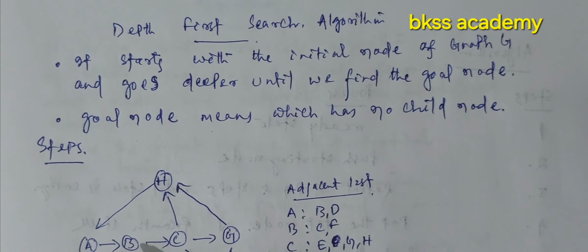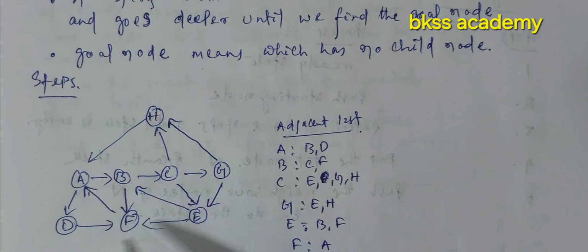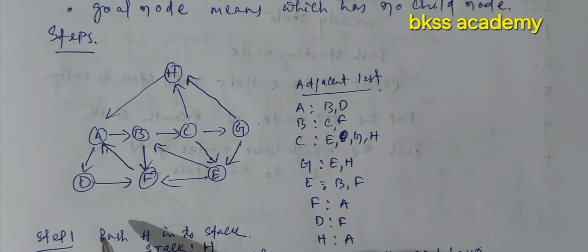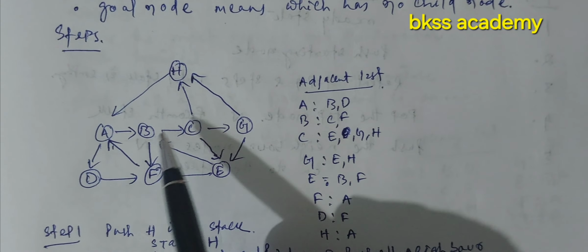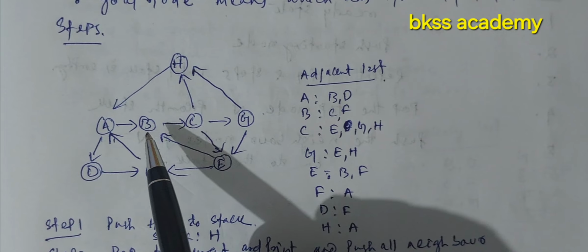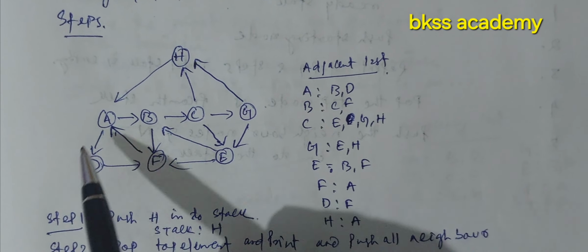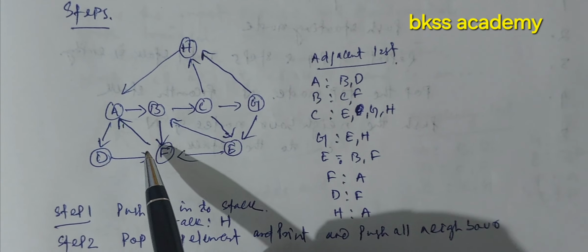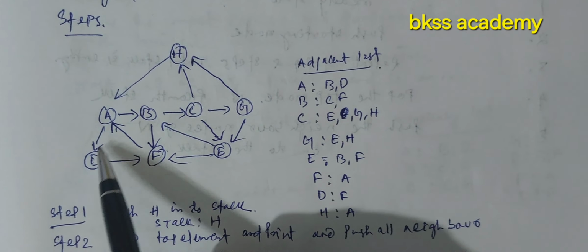So here is an example I have given. This is the graph. First I will find out the neighbor nodes of every node. Suppose I want to start from A. What is the neighborhood of A? That is B and D.